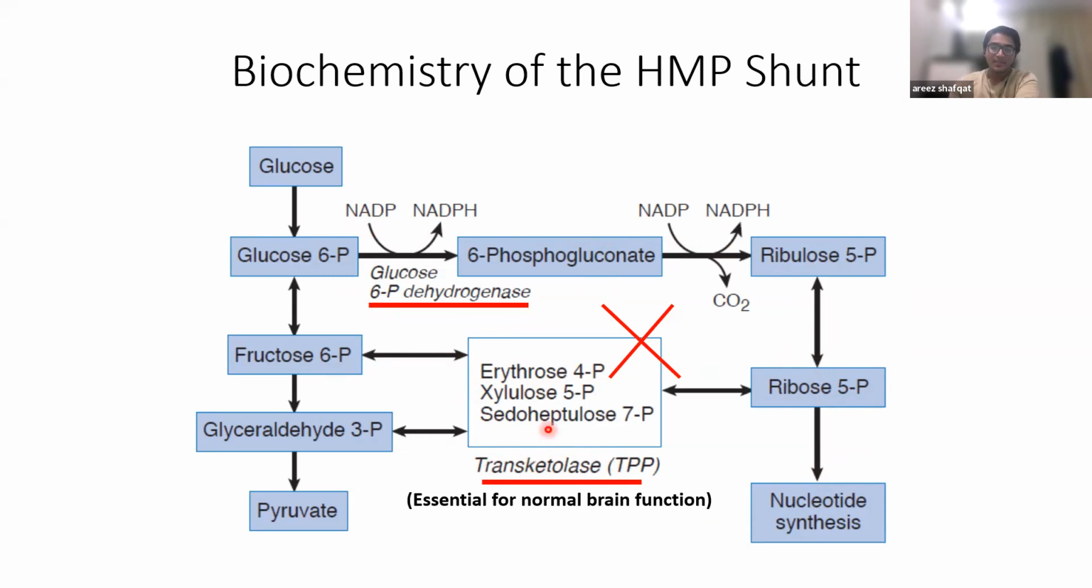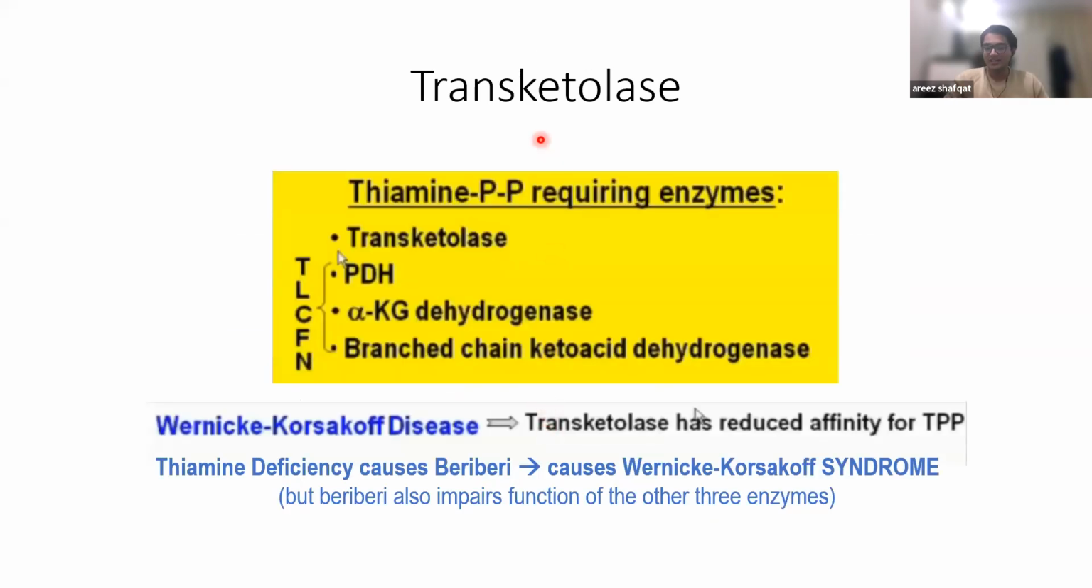All right. Now let's look at transketolase in a bit more detail. You might recall in your other biochemistry lectures that there were a few other enzymes which required thiamine. Pyruvate dehydrogenase is an enzyme which converts pyruvate to acetyl-CoA. It requires thiamine. Alpha-ketoglutarate dehydrogenase is the rate-limiting step of the Krebs cycle. It requires thiamine. Branched chain ketoacid dehydrogenase is a part of the Krebs cycle. It requires thiamine. Does any of you know what happens if this enzyme is defective?